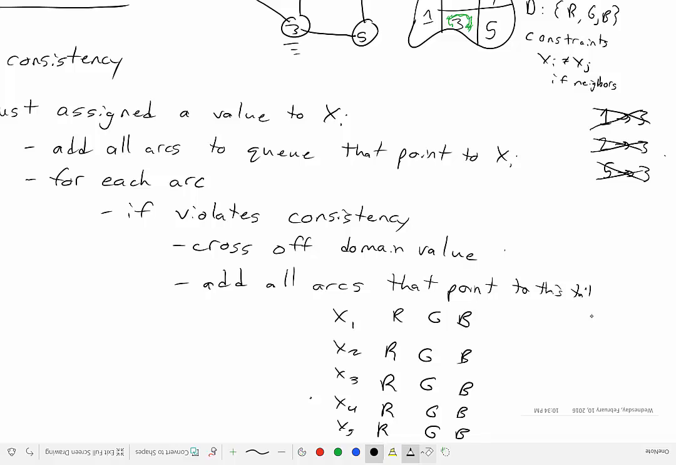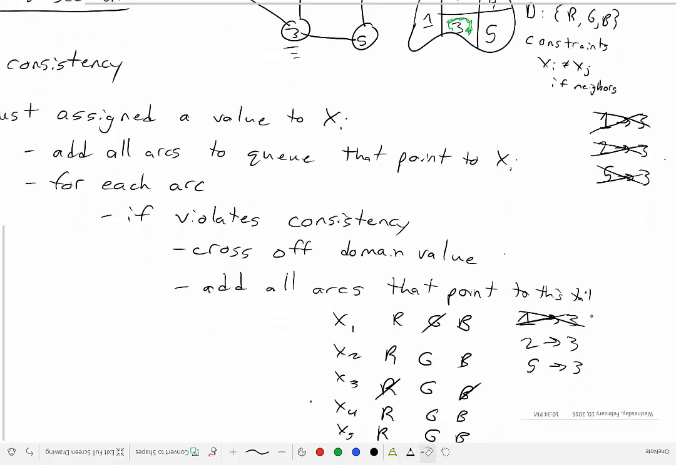And again, I choose x3 to be green, so I cross off the other values. So, like before, I add all arcs that point to it: 1 to 3, 2 to 3, and 5 to 3. And again, for the first one, I enforce consistency, so I would cross off green. But now if I'm doing arc consistency, I add all arcs that point to 1. So I cross it off, and in forward checking, I would just go to the next one, but now I have to add arcs to my queue. So everything that points to 1, so I would add 2 to 1, and I would add 3 to 1.